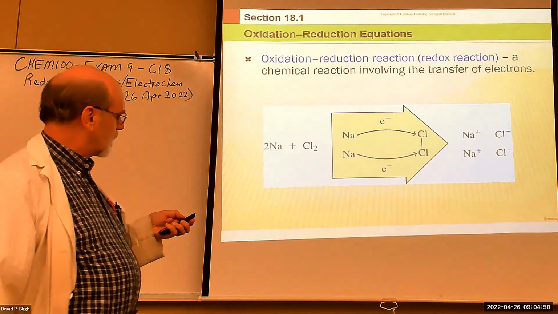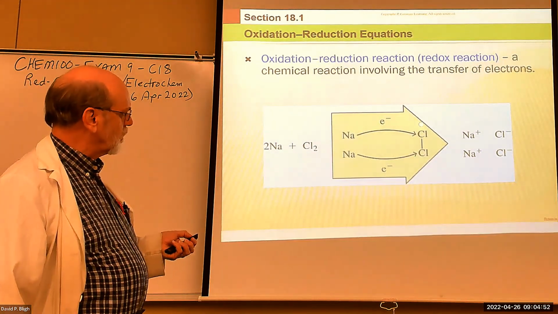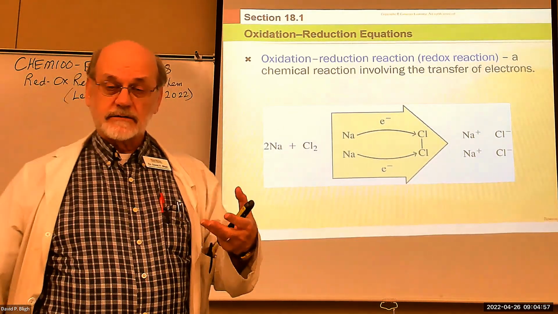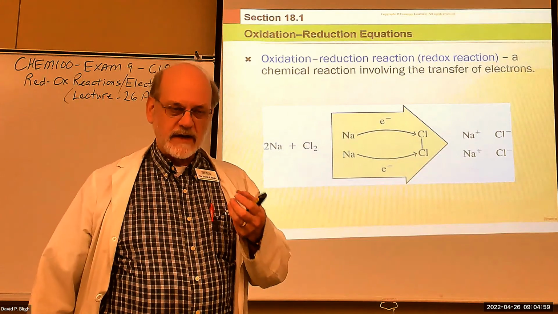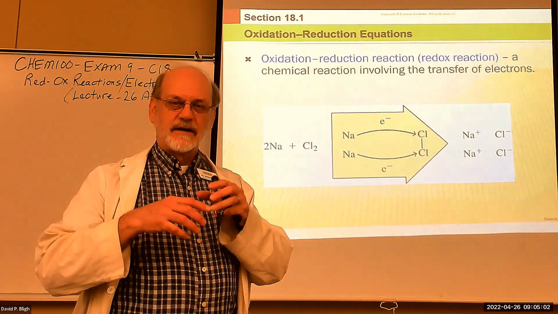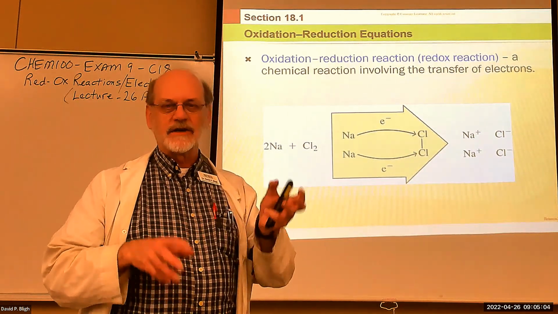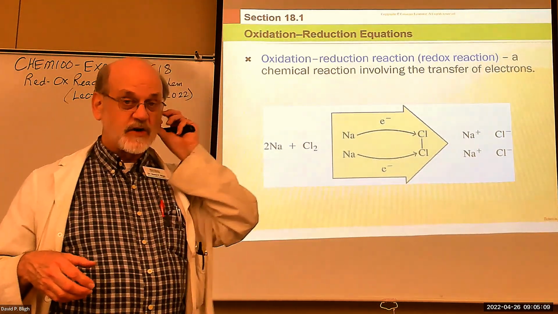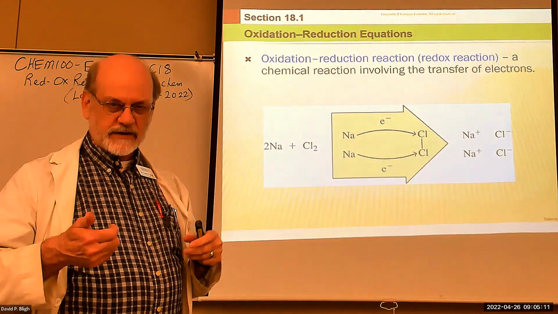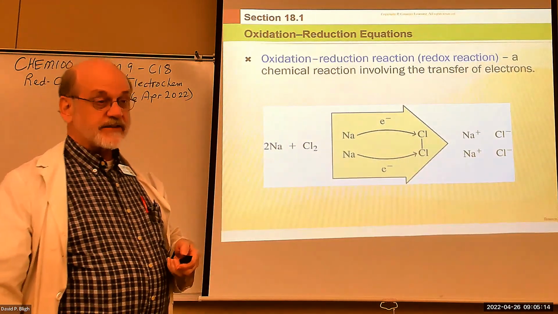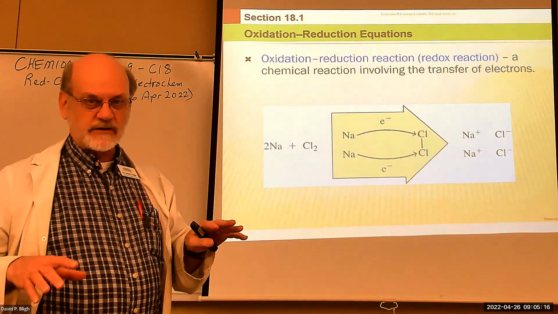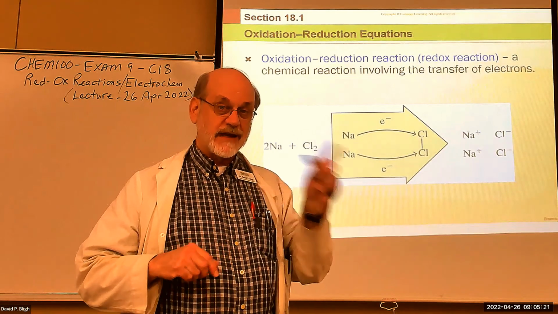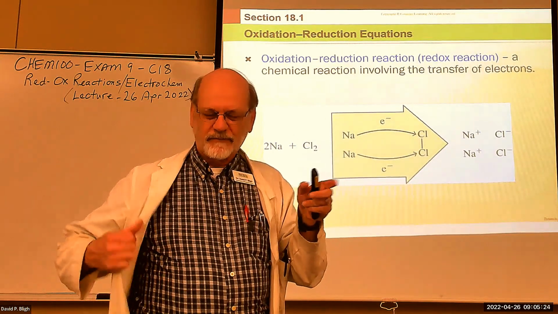But in this case, sodium transfers electrons to chlorine, and that's why when you have table salt, sodium chloride, you have a crystal lattice composed of sodium ions and chloride ions. And they are complete ions. Sodium has lost an electron, chlorine has gained an electron. And that's characteristic of all redox reactions. If one side loses electrons, the other side has to gain the same number.